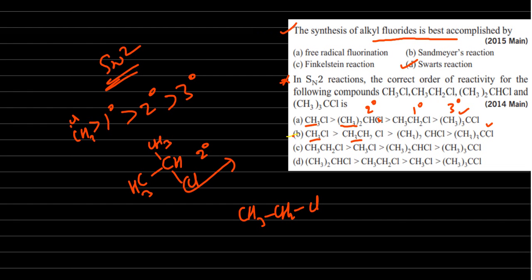So what is the order actually? Primary, secondary, tertiary. Secondary is followed by primary here, meaning A is wrong. Right? So only B is the correct option. You can see primary, secondary, tertiary. Primary highest, then secondary, then tertiary. Next.